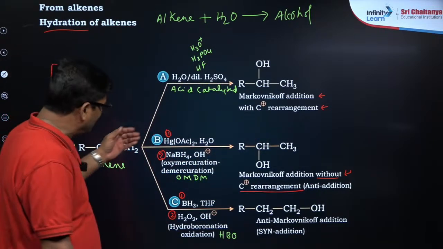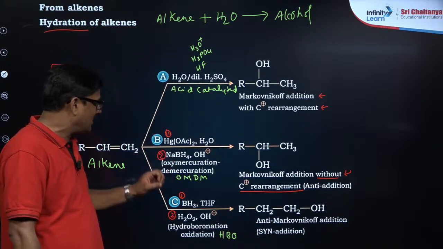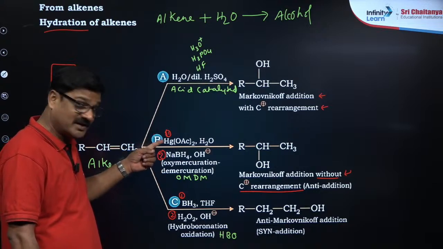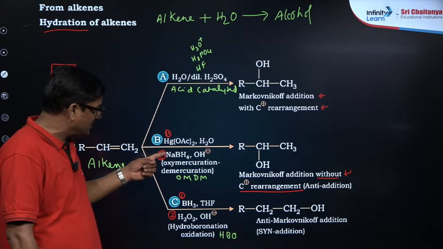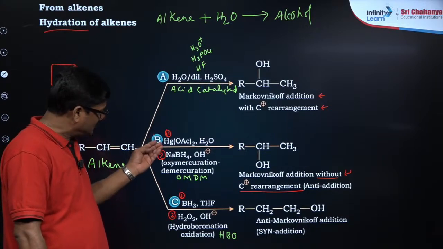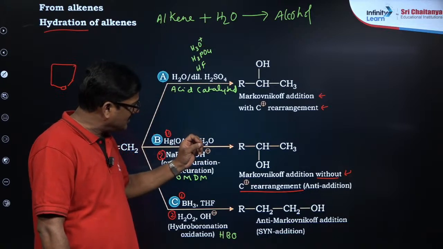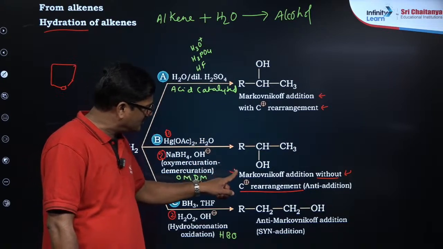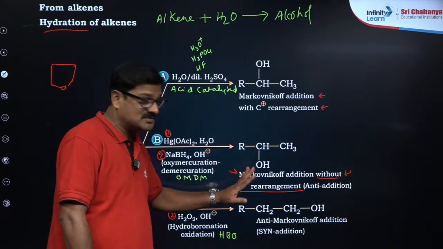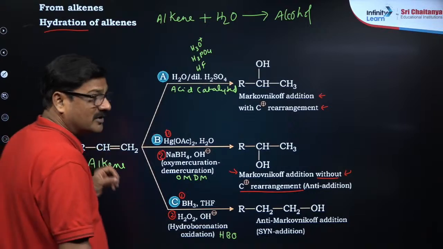Method B is called oxymercuration and demercuration. In this, you can use mercuric acetate and NaBH4 in two steps, step 1 and step 2. Here again the product is going to be the Markovnikov product, but there is no rearrangement, so you don't have to worry about rearrangement here. Next slide you are going to get what about rearrangement.